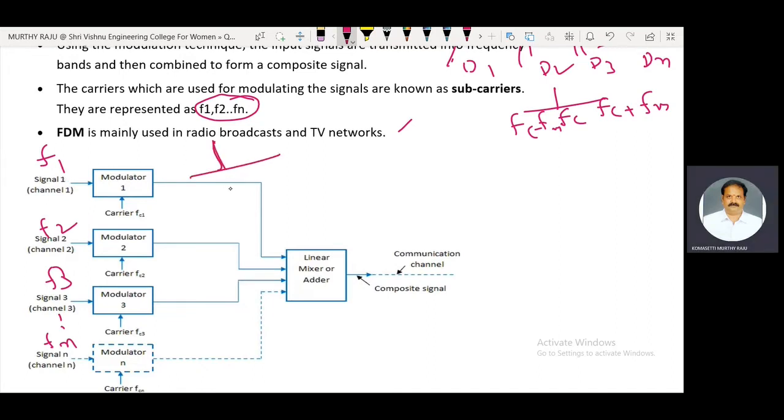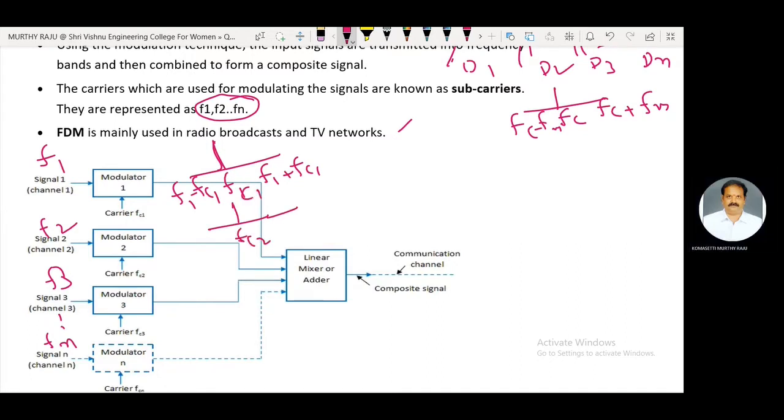After modulation, some frequency bands are created: F1, F1 plus FC1, F1 minus FC1, and similarly, with the help of FC2, the signal frequency F2 gives F2 plus FC2, F2 minus FC2, like that. In this fashion, all these spectra are combined to produce a composite signal.